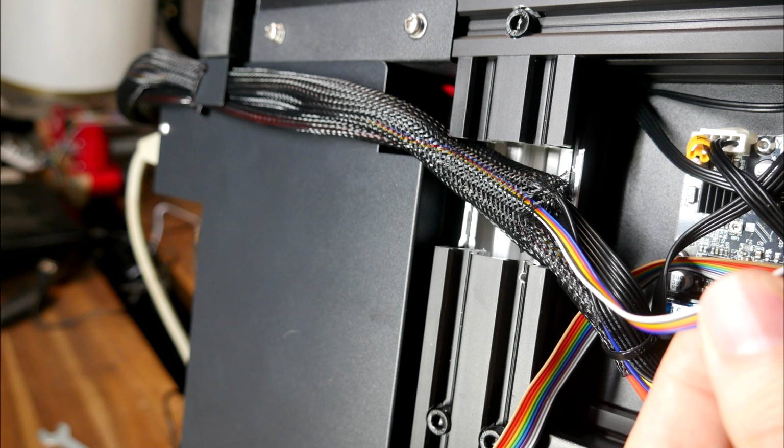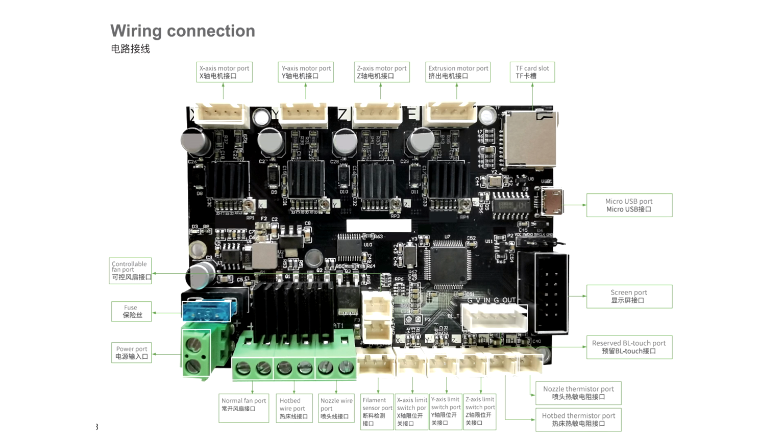For a neater install, you can run the extension cable inside the braided sleeving, as I've done here for the last portion to the main board. Now to plug in our BLtouch to the main board, and one of the improvements of these new 32-bit boards is the addition of ports for things like BLtouch and filament runout.